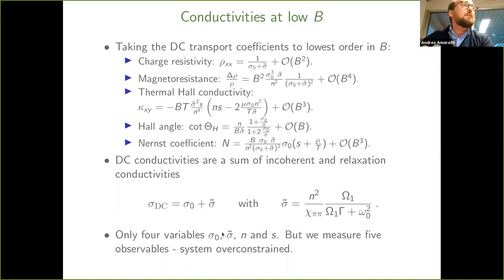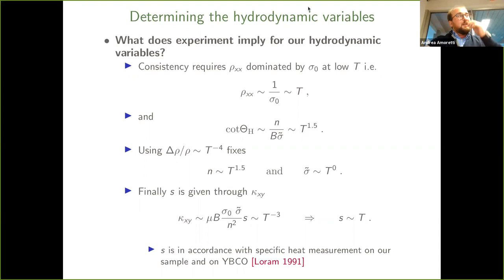depending only on four quantities: the incoherent conductivity, this sigma tilde, the charge density, the density of carriers, and the entropy. But as I told you many times, we have measured five quantities, so the system is over-constrained. So what we've done is play this simple game. We have set the temperature dependence of the transport coefficients in the only compatible way, and in this way we fixed some of the transport coefficients. So in order for the resistivity to be linear and the Hall angle to go like T to the 1.5, the only way is to have the resistivity dominated by the incoherent conductivity.